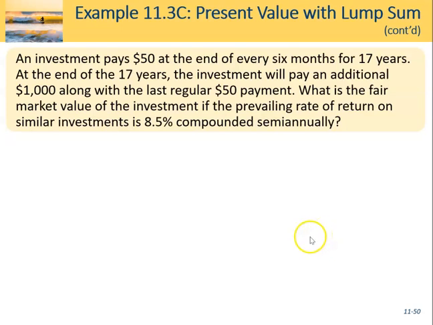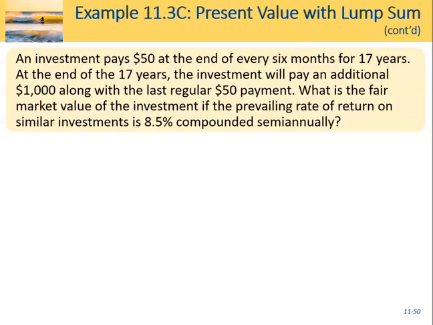Hi everyone. Okay, let's recap. Just because this one is a little bit different. We're trying to figure out what the fair market value is, or the present value, but it actually has a future value as well. It has $1,000 sitting as a future value for our calculation.